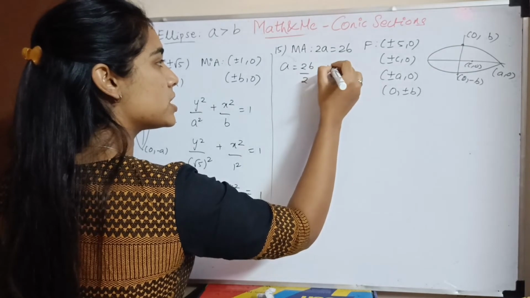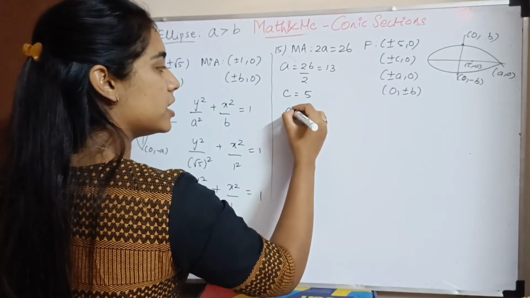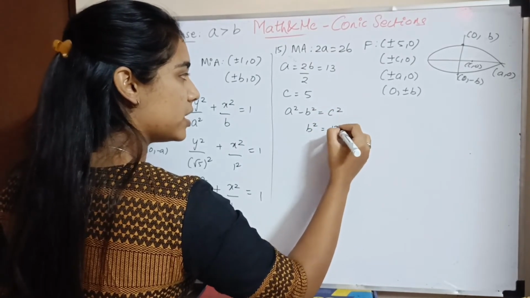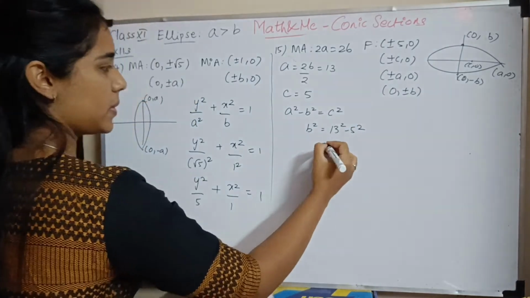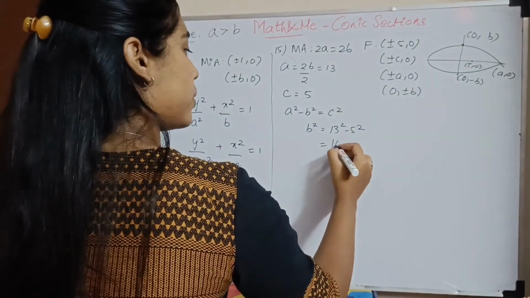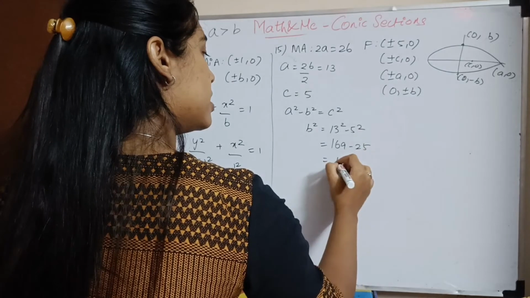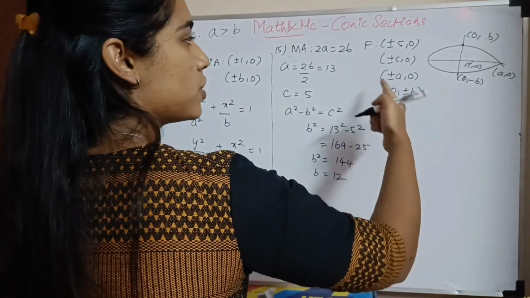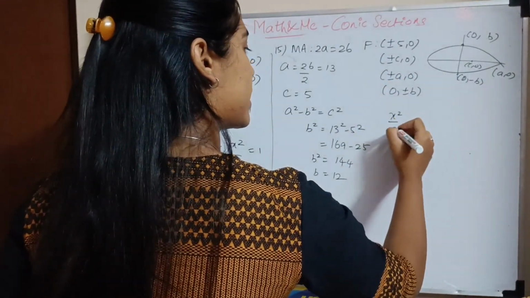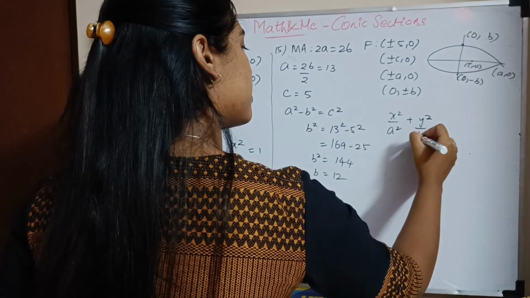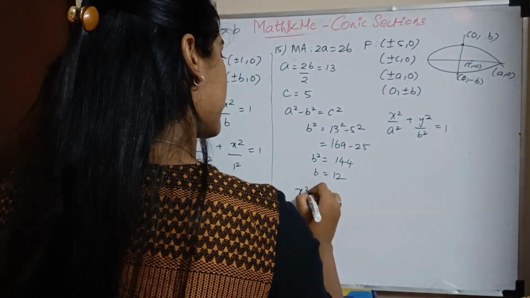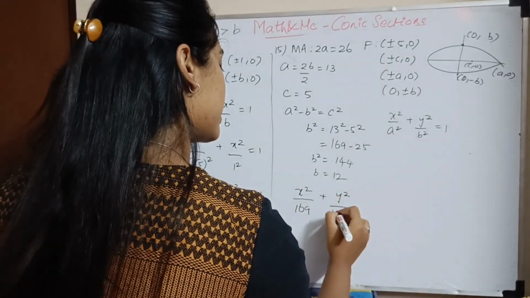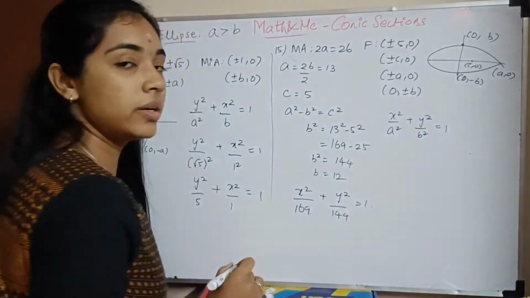So now a oda value enna? 26 by 2, which is 13. You know the value of c, which is 5. So now a square minus b square equals c square. B square enna? A square minus c square. So I have 169 minus 25, which is 144. B square 144 na, b oda value 12. So how does my equation look like? A is along the x-axis. So it is x square by a square plus y square by b square equals 1. So x square by a square enna? 169 plus y square by b square enna? 144 equals 1. Okay.